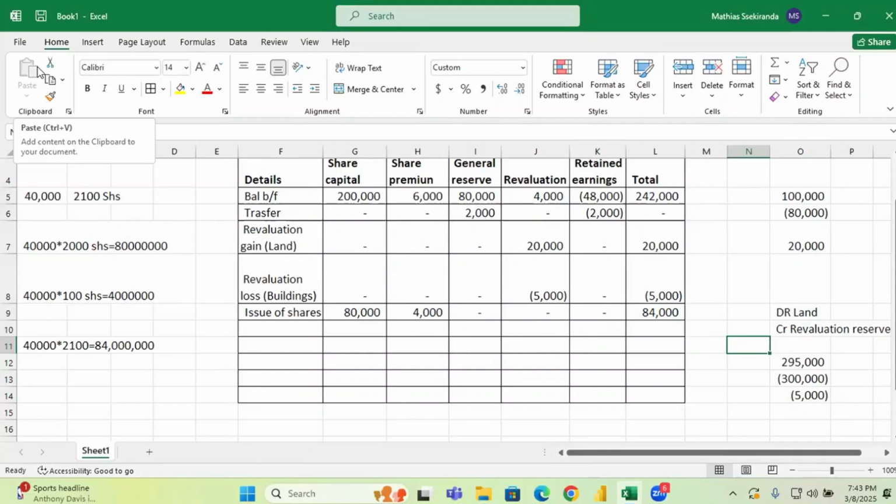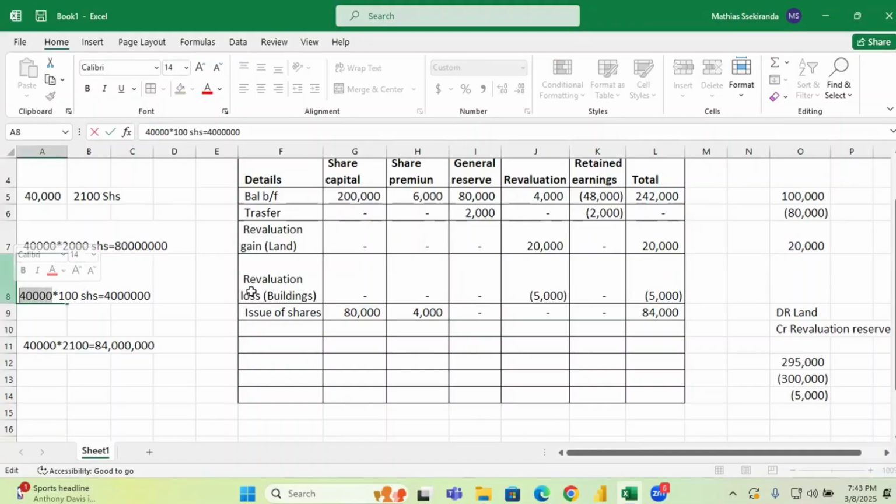Any questions? Please, on the share premium, is it 4,000 or 40,000? It is 4,000 because it was 4 million, and we are chopping off 3 zeros. We got 40,000 shares times 100 shillings, which gives us 4 million. And since we are chopping off 3 zeros, we bring 4,000. Okay, thank you. Any other questions?